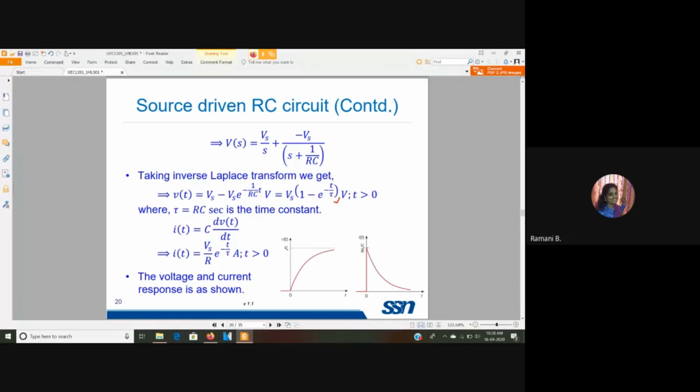volts. So this is the voltage response for the circuit, and finding the current, I(t) is equal to C into dV/dt. So from this equation, differentiating this V(t) and substituting over here, we get I(t) equal to Vs/R into e power minus t/tau. So I was mentioning the capacitor will act as an open circuit, so the current will obviously die out, only the voltage value exists. So this is the basic thing with respect to RC and RL circuits.